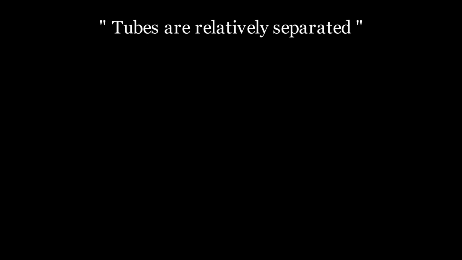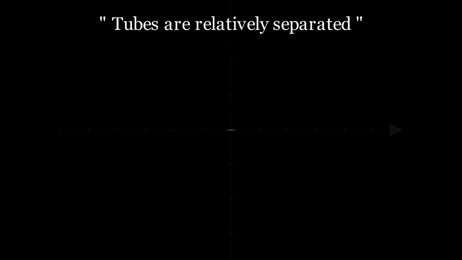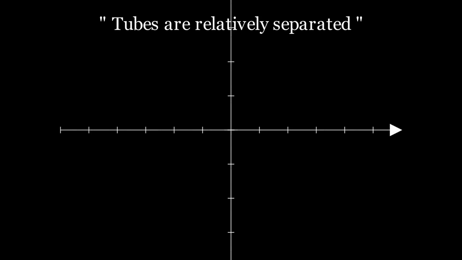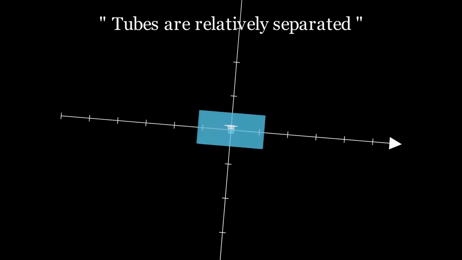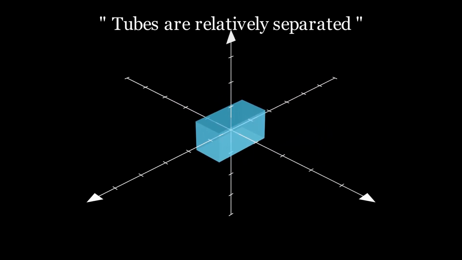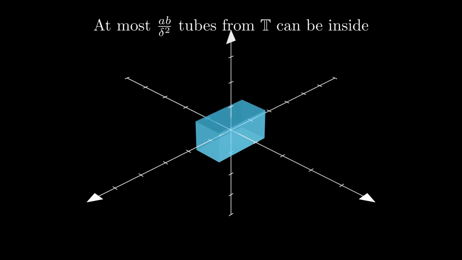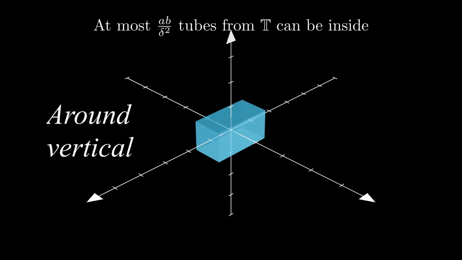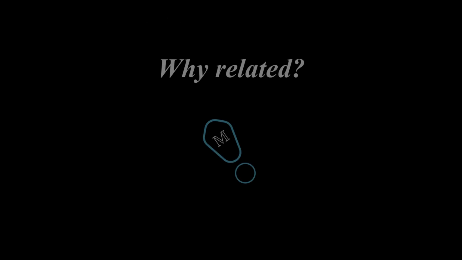In a prism that has length A, width B, and height delta, the total number of delta tubes of different directions that go through it while not intersecting significantly is AB over delta squared. Well, that's pretty easy to understand, right? Meaning that if the delta tubes are around vertical, the projection of the delta tubes onto the xy plane is around delta squared. And as you divide that into AB, you get AB over delta squared. But how is that related to the Kakeya conjecture?